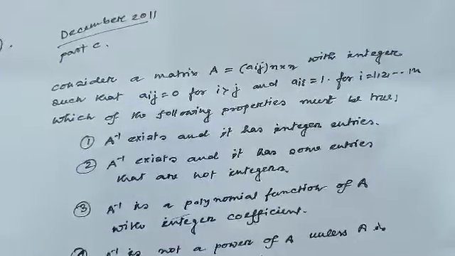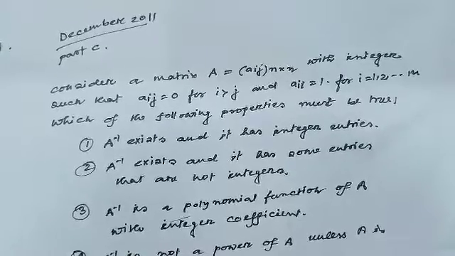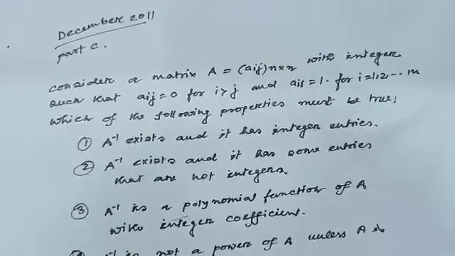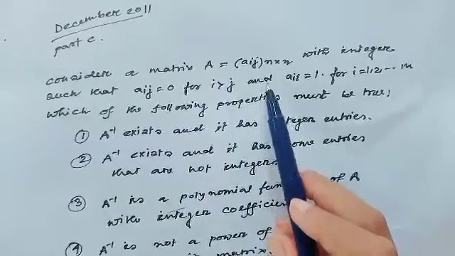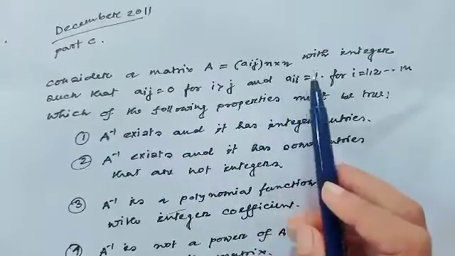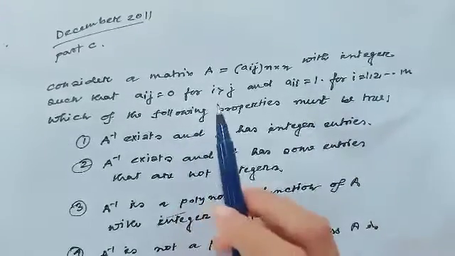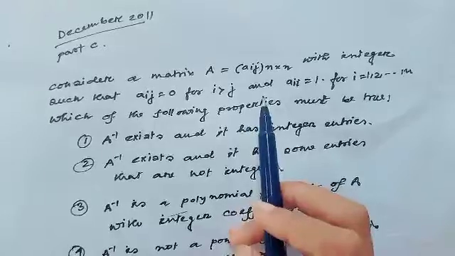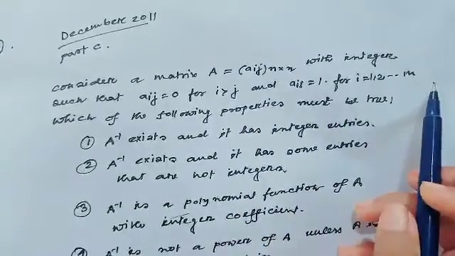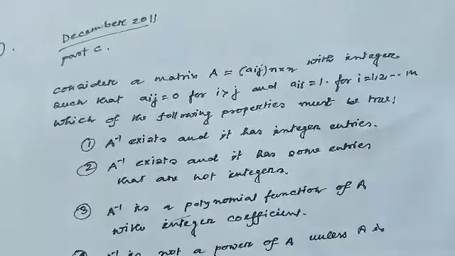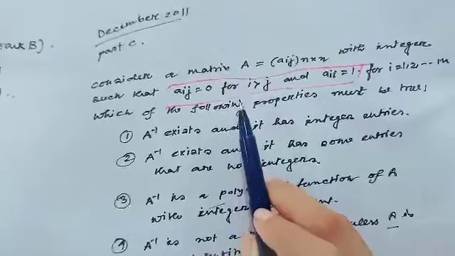Now I will see one question which came in the December 2011 exam, and this is a part C question. The question is, consider a matrix A whose entries are Aij, an n cross n matrix with integer entries such that Aij equal to 0 for i greater than j and Aii equal to 1 for i equal to 1 up to n. Then which of the following properties must be true? Notice this consideration here is very important.